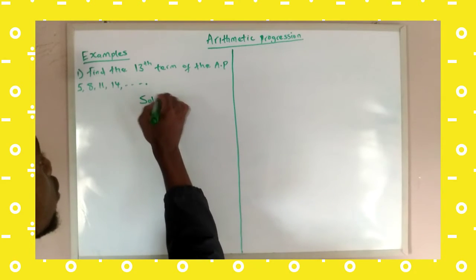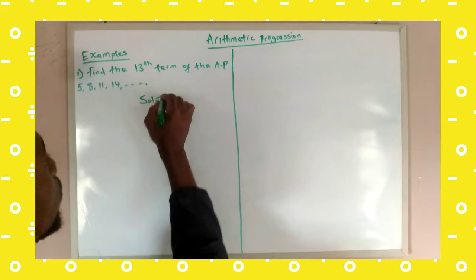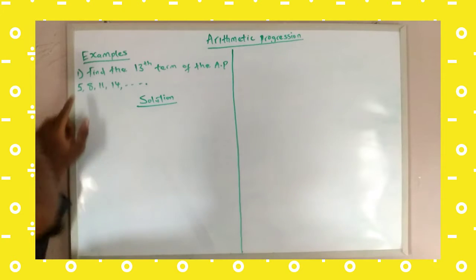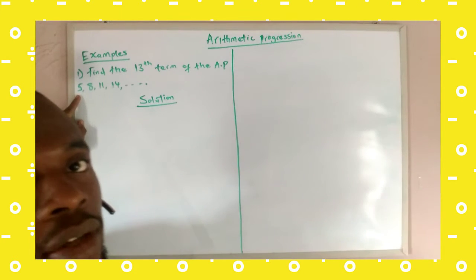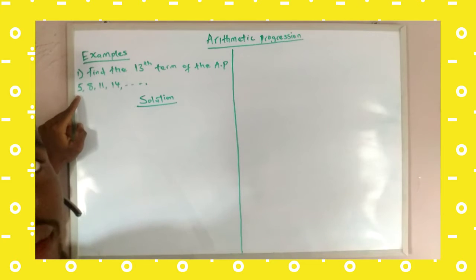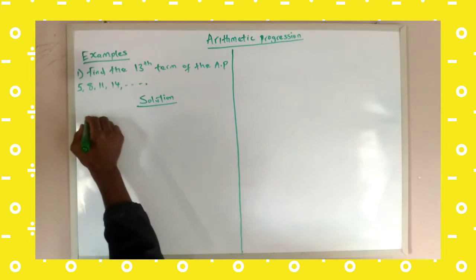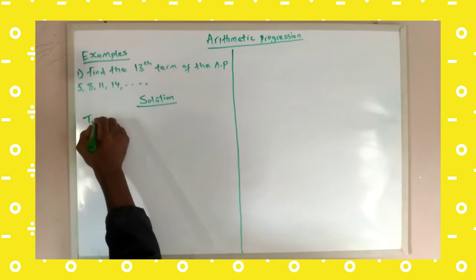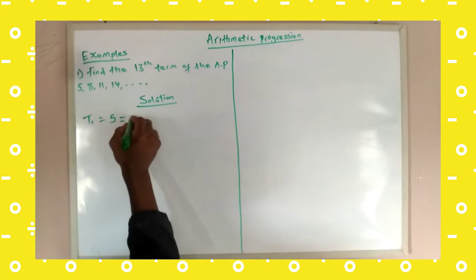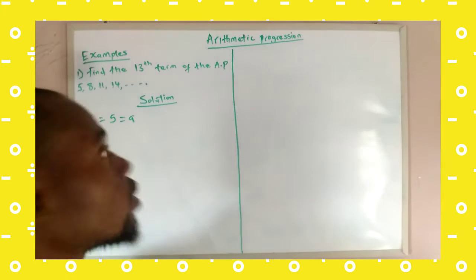Here is the solution. Here, the first term in this progression is 5. Hence, that is our T1. We have our T1 equal to 5, and it's the same thing as our A.